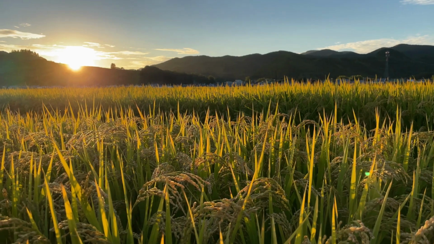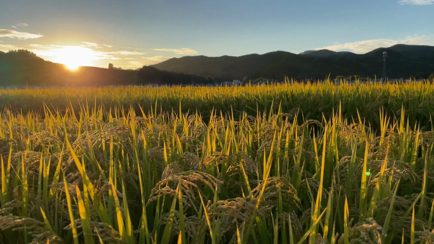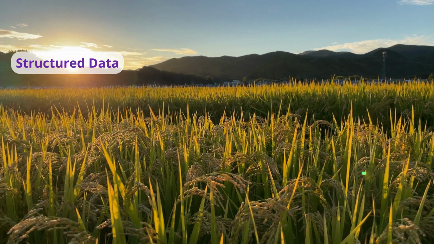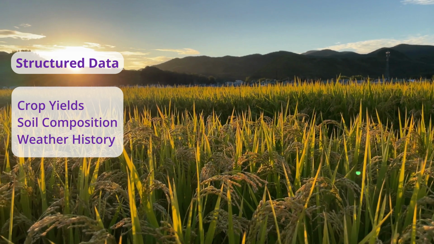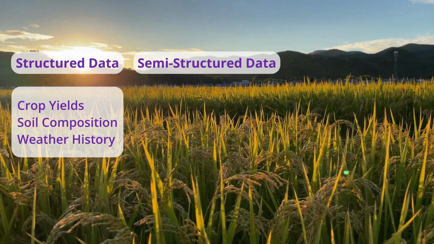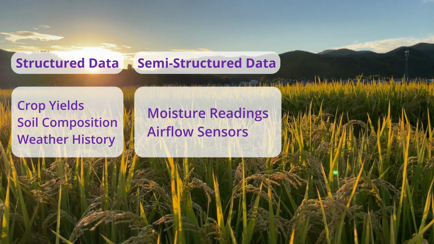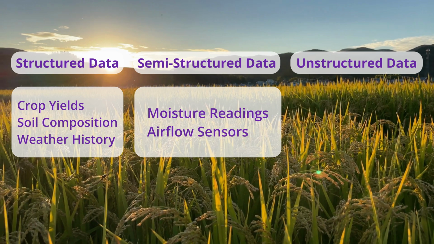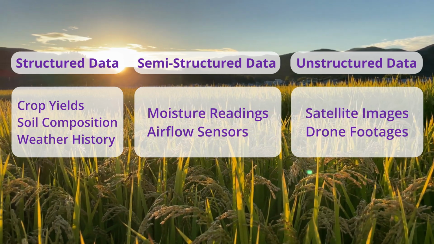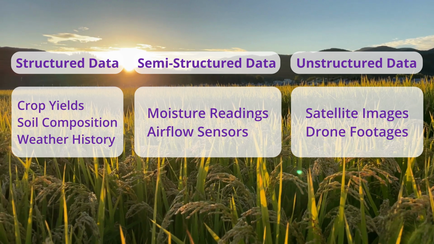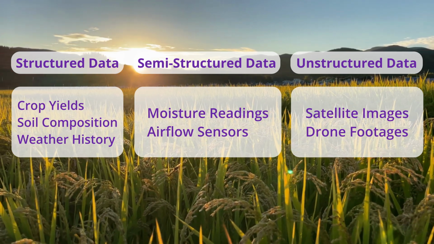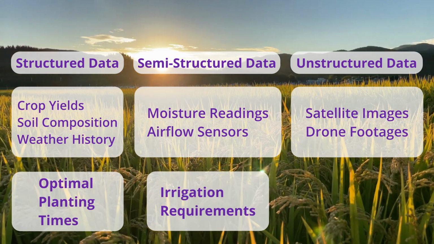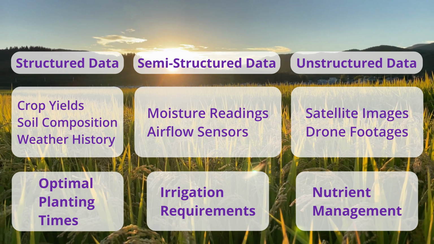In the agriculture and farming industry, we can leverage the power of Microsoft Fabric and OneLake to integrate structured data sets, including crop yields, soil composition, weather history, and semi-structured data sets such as moisture readings, real-time data from airflow sensors, with unstructured datasets combining satellite images and drone footage to correlate and generate powerful insights into optimal planting times, identify irrigation requirements, and optimize nutrient management strategies.